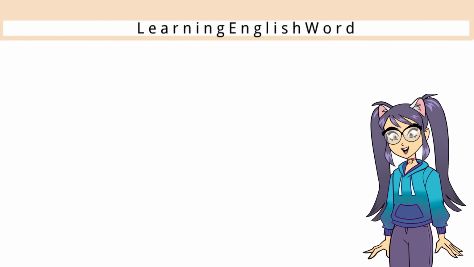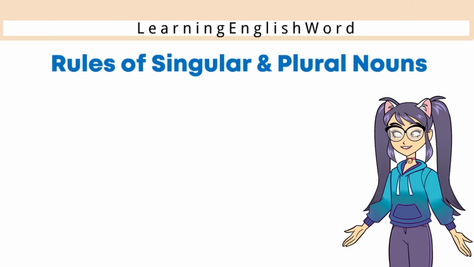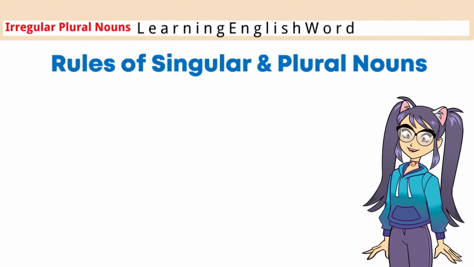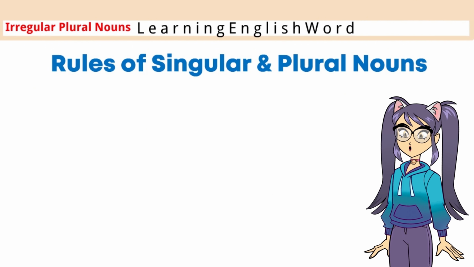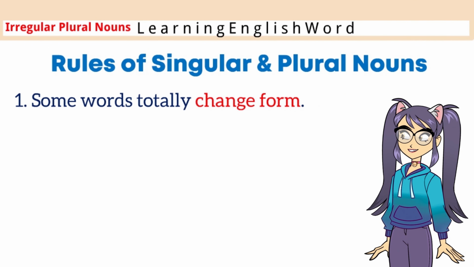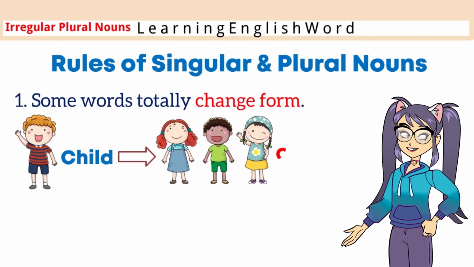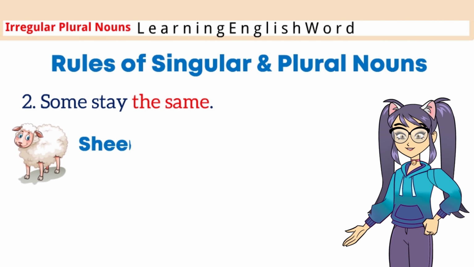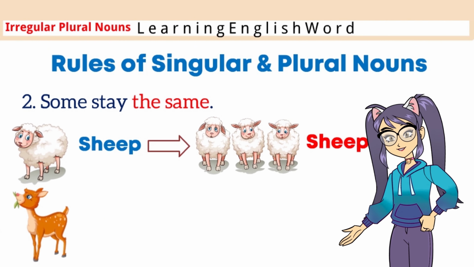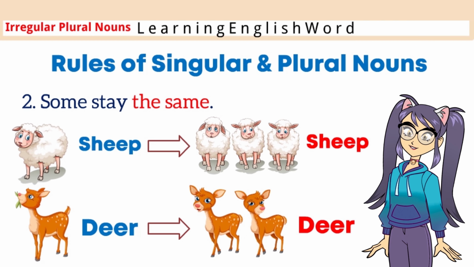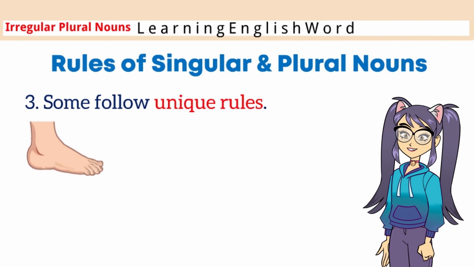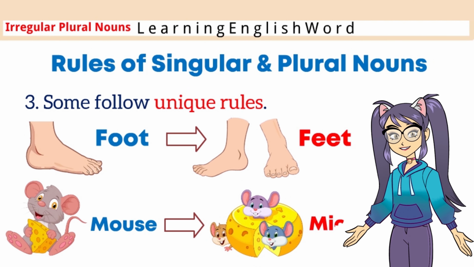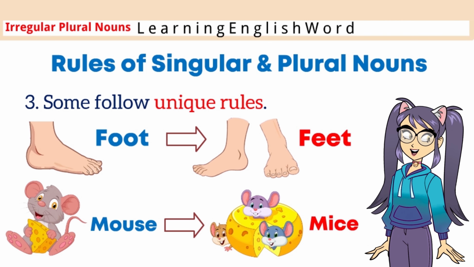I want to teach you and tell you more rules about singular and plural nouns, but this time with irregular plural nouns. Here are 3 rules about them. 1. Some words totally change form, like the plural of child is children. 2. Some stay the same, like the plural of sheep is sheep, or the plural of deer is deer. 3. Some follow unique rules, like the plural of foot is feet, or the plural of mouse is mice. Let's see more examples for better demonstration.